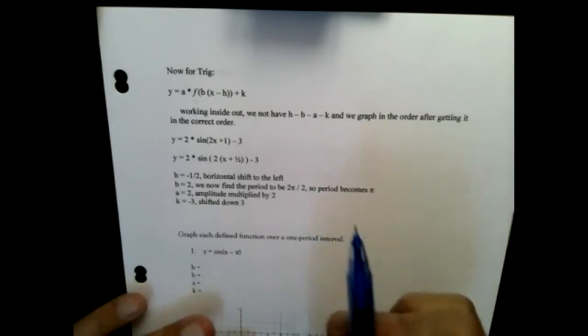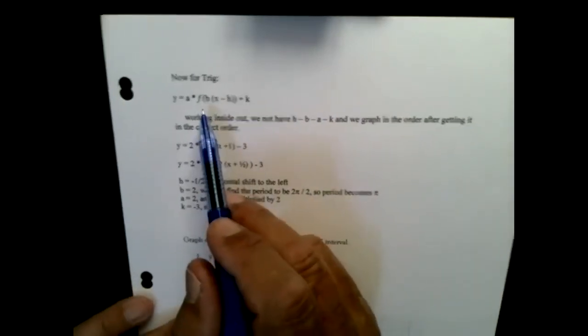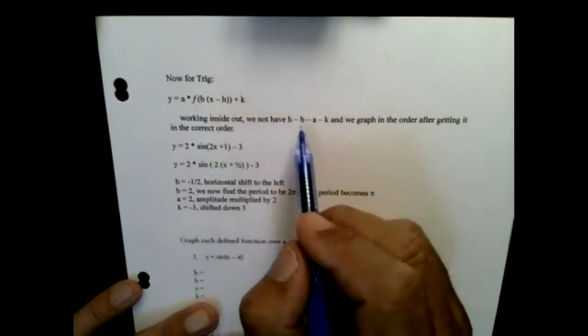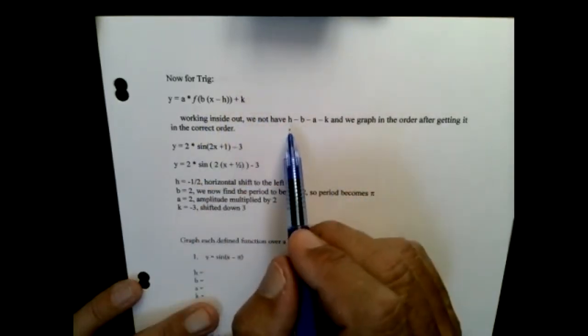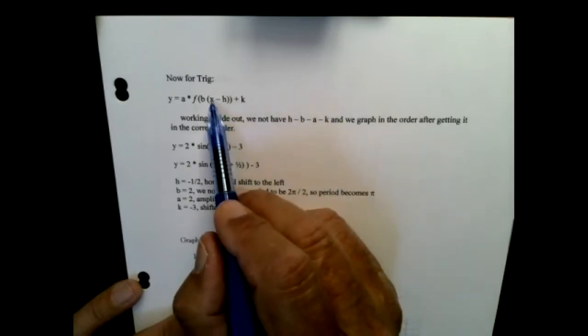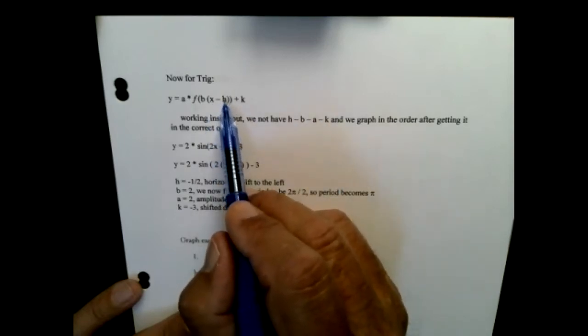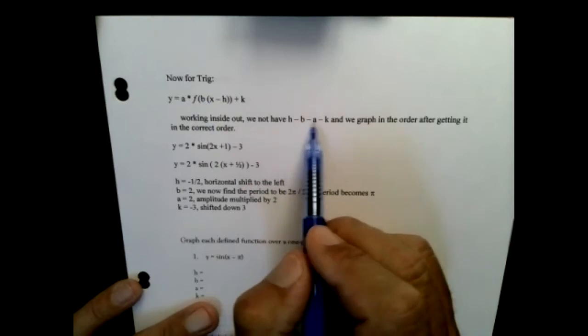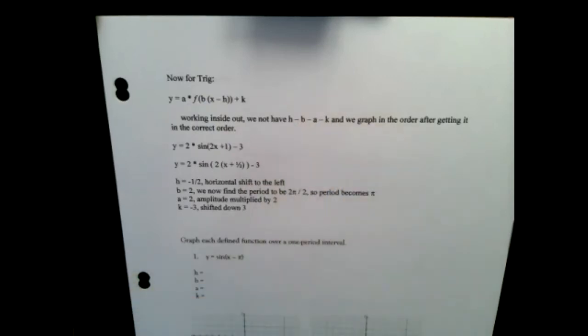Well, the B affects the period. The B affects the period. Now, we used to have h and k before. Now we have h back, because if I look inside of here, if I take an x value, the first thing that affects it is the h, then the B, then the period. So working from the inside out, this is my order. That B jumps in there.